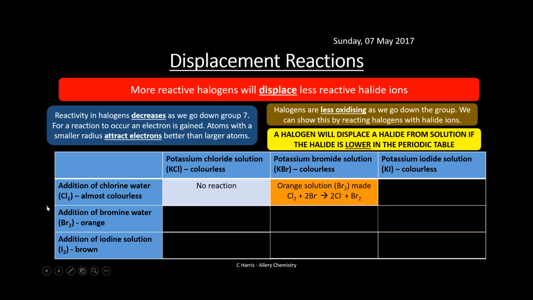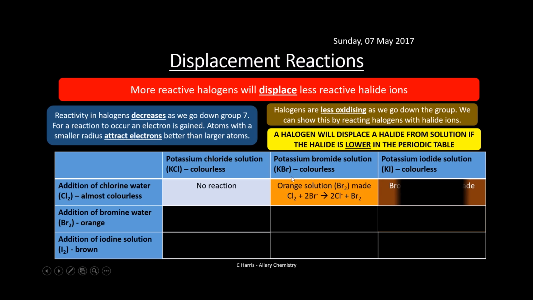This one, though, we do. Chlorine is more reactive than a bromide ion, so we do get a displacement reaction. You can see here, there's the chlorine, there's the bromide ion. These react, and we get a displacement. So we get chloride ions, and bromine is made. So we get an orange solution being formed here, and that orange solution tells us that actually we're making a bromine solution here.